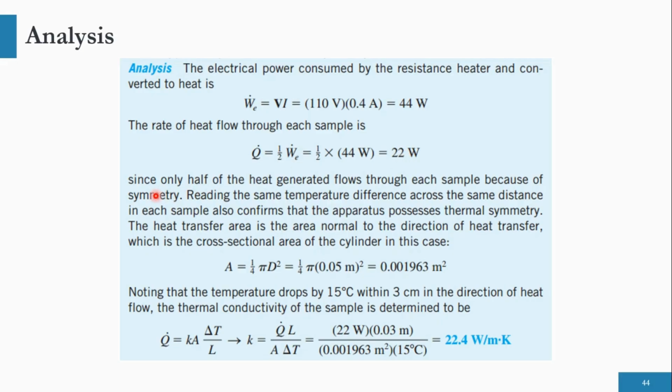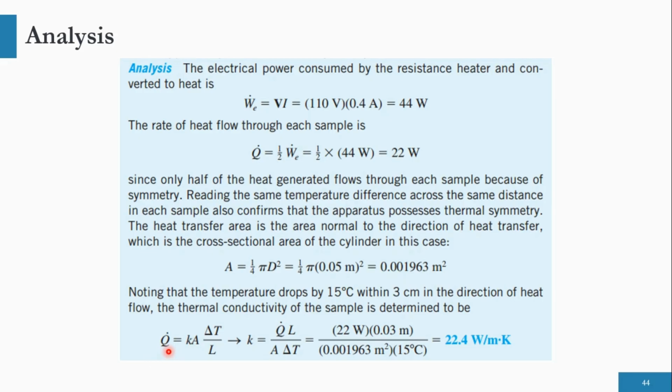And now here is the definition of thermal symmetry: the same temperature difference across the same distance in each sample confirms that the apparatus possesses thermal symmetry. Now we want to calculate the area, so it is pi d square by 4. We know the diameter, which is 5 centimeter or 0.05 meter. So accordingly, we get the value of area as 0.001963 square meter.